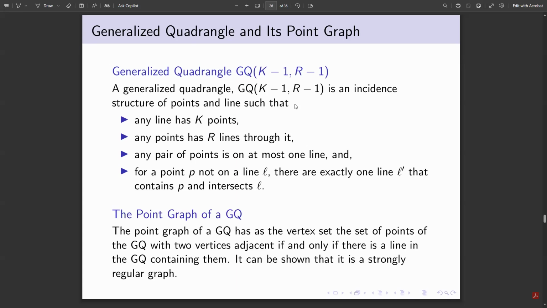So you can create a strongly regular graph, which is the point graph of this generalized quadrangle. The way you do it is that you take the points in your incidence structure as the vertices and put an edge between two vertices if and only if they share a line. Again, it's not a very hard exercise, although it requires a little bit of work to show that such graphs are always strongly regular graphs.